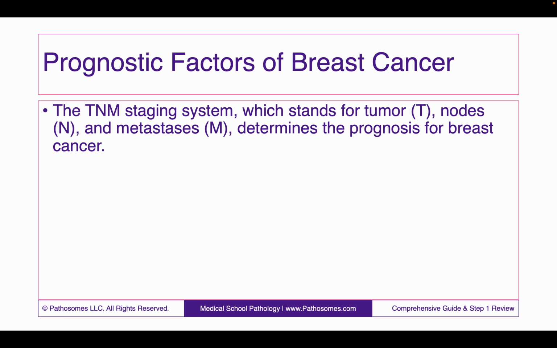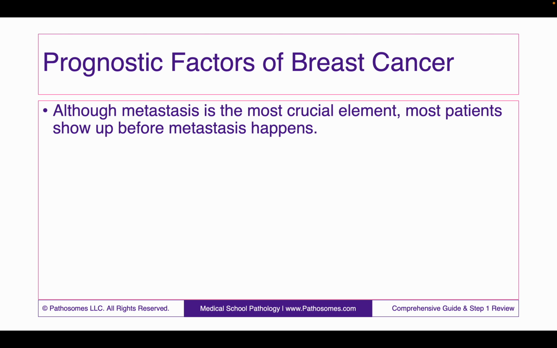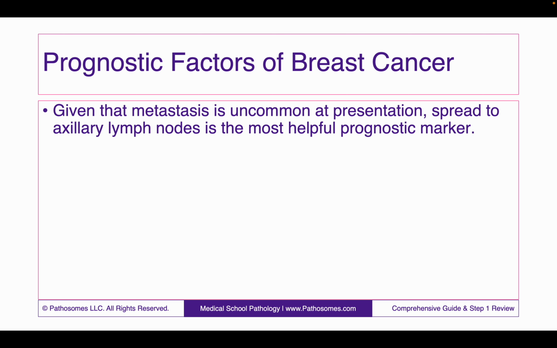Now, there are certain prognostic factors of breast cancer. The TNM staging system, which I'm sure you're aware of: T stands for tumor, N stands for nodes, and M stands for metastasis. That can help determine the prognosis for breast cancer. Although metastasis is the most crucial element, most patients show up before metastasis happens. Given that metastasis is uncommon at presentation, spread to axillary lymph nodes is the most helpful prognostic marker.